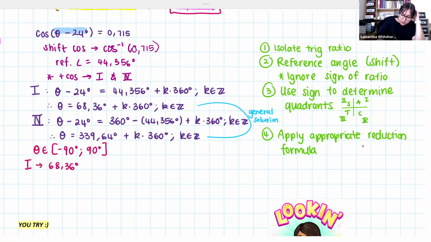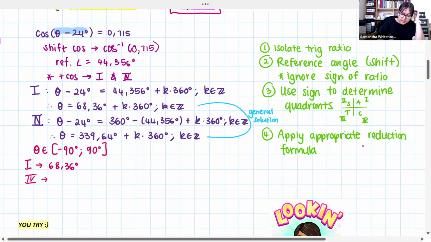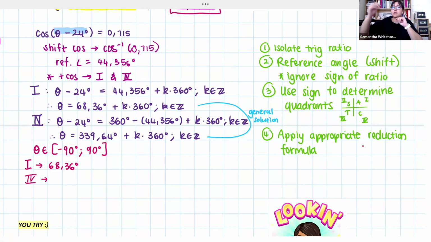Then I go to quadrant 4 and I deal with the solution there. So my answer there was 339 degrees, 64. That's way outside the range. So I don't want that. So now again, I start adding and subtracting 360. I'm definitely not going to add 360 because that's going to take me up to what, like 699? Way, way, way outside my domain. Not even going to bother.